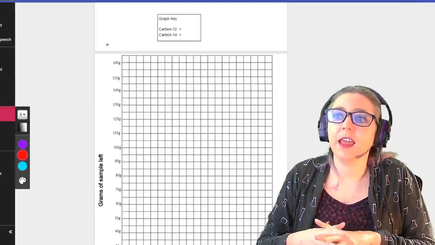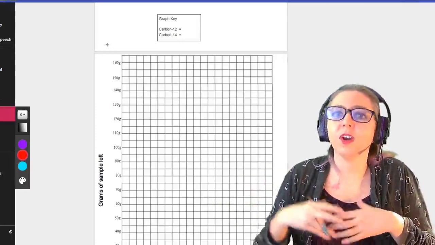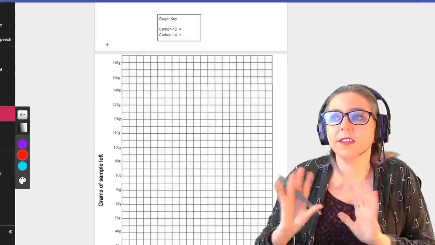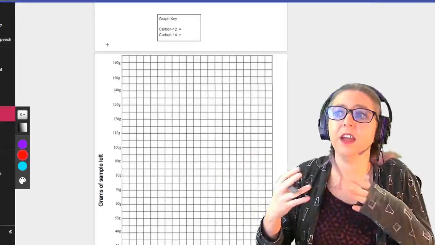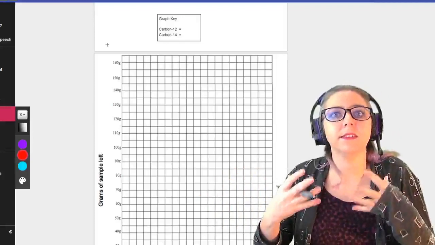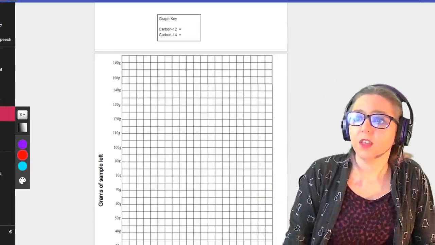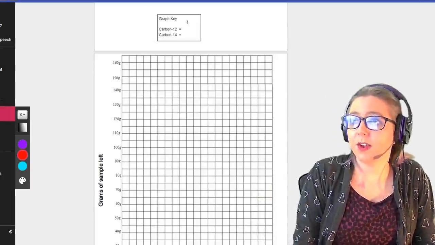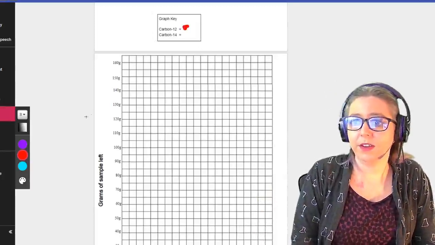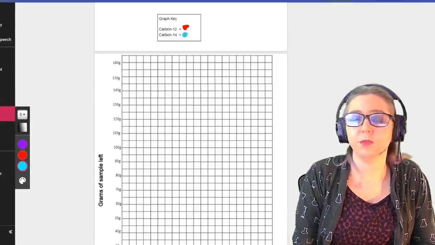And instead of using a half-life of 5,730 years, we're going to round that to 6,000 years. Again, this is just to make it easier for our graph, because the point of this graph is to make what's happening more visual. So the first thing we need to do is make a key. I'm plotting all of my carbon-12s in red and all of my carbon-14 amounts in blue.